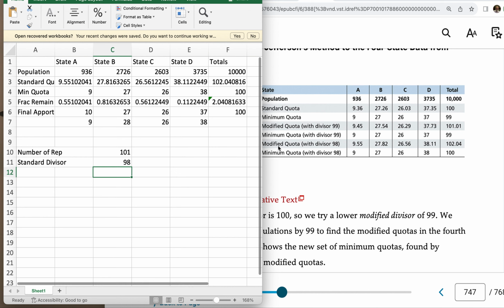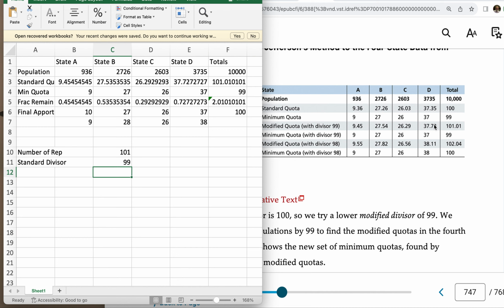And so this right here is this row right there. And if I put 99 here, I get this row. 45, 53, 535 rounds to 54, 29, and 72773 rounded. Okay?